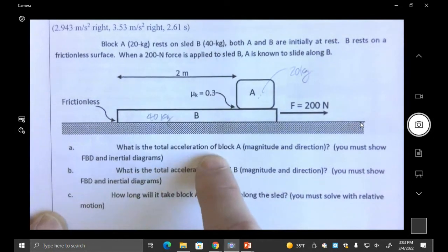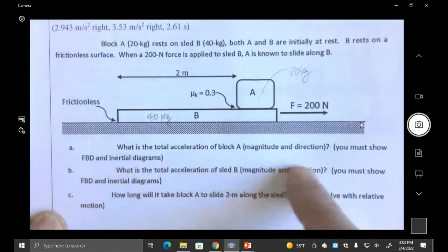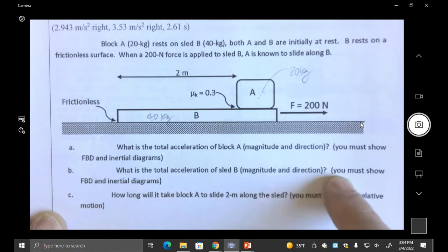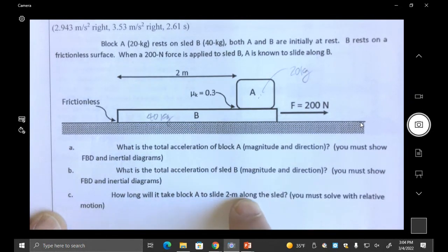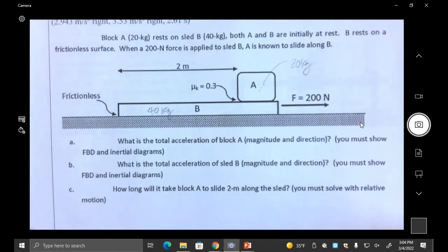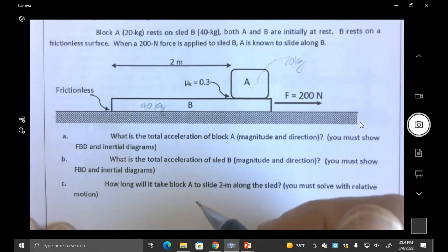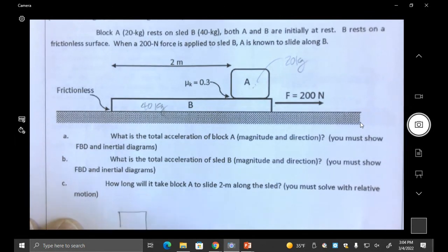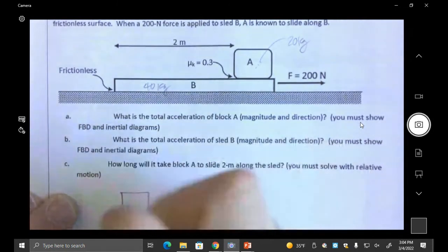What is the total acceleration of block B? Magnitude, direction, you must show FBD and inertial diagrams. What is the total acceleration of sled B? You must show this. And how long does it take A to slide 2 meters along the sled? So this is a good little combination of problems together. Makes you think a little bit. So probably best to do separate FBDs and IBDs of each of the pieces.